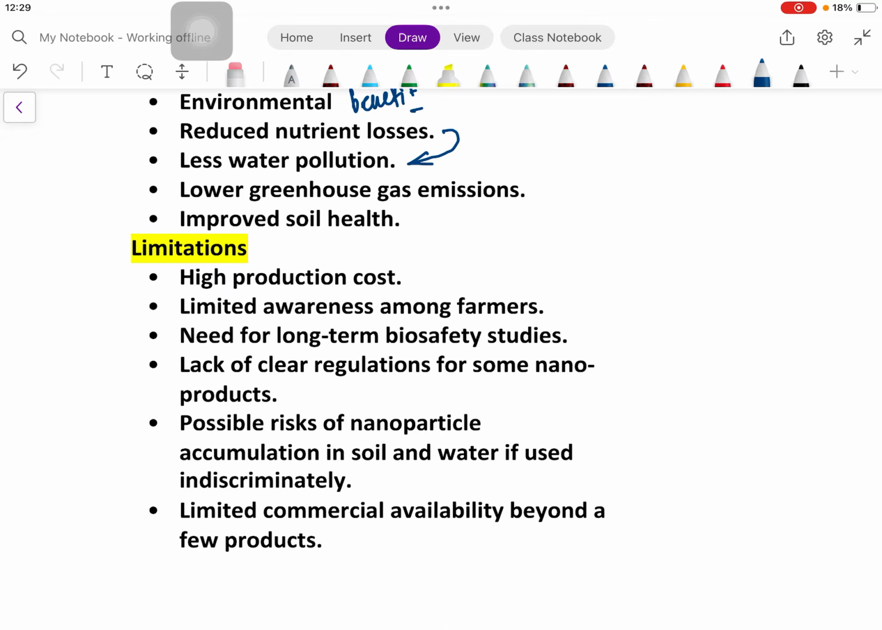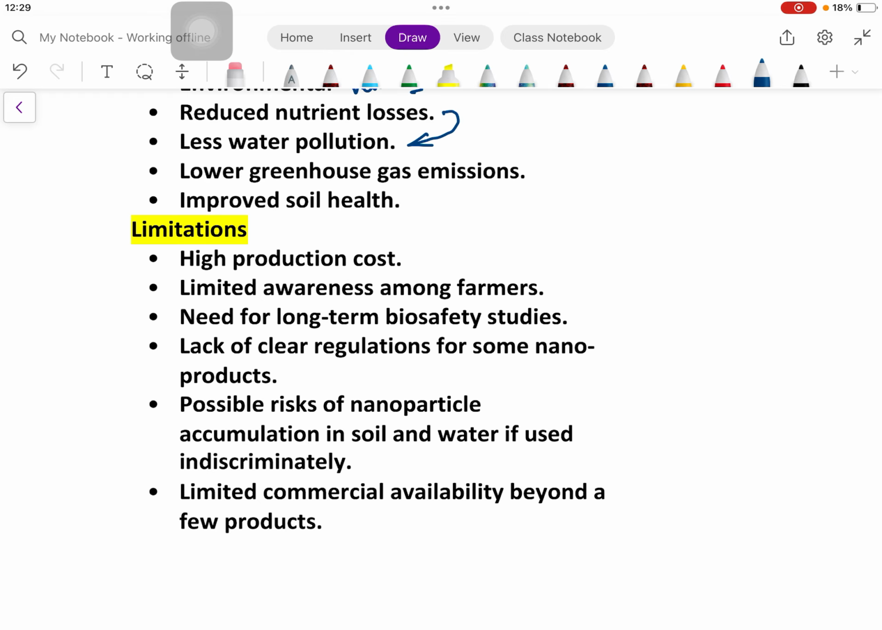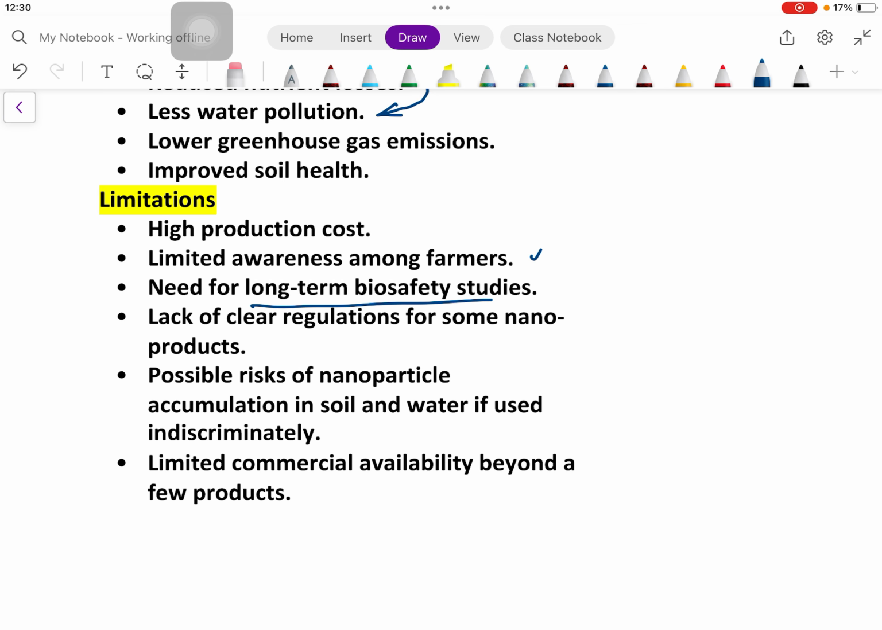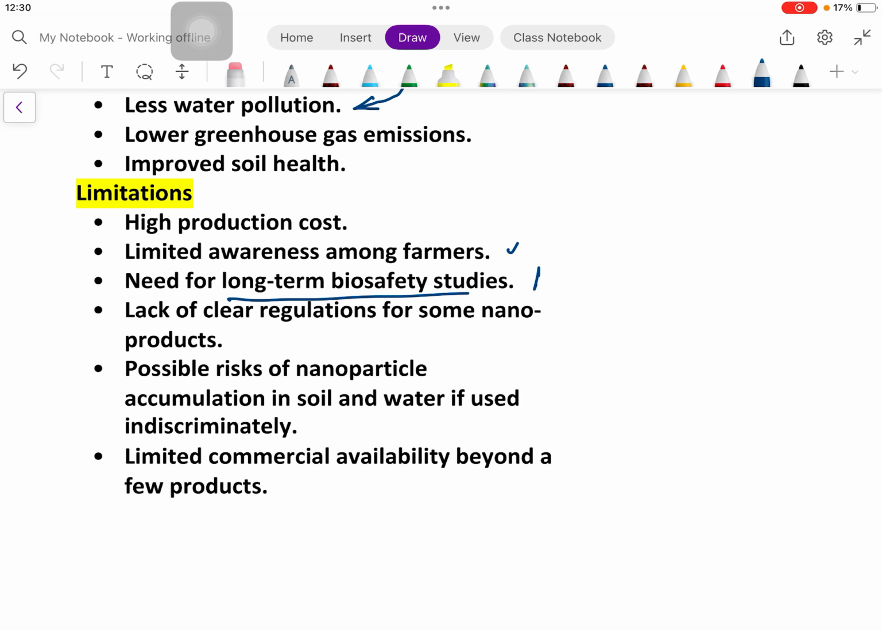Despite all these advantages, there are many limitations. First of all, production cost is very high. Second is limited awareness among farmers. Another major thing is the need for long term biosafety studies. Because nanotechnology has become famous mainly in the last decade, there is very limited long term biosafety study. Long term persistence in soil is not fully understood, or we can say uncertain long term effect.